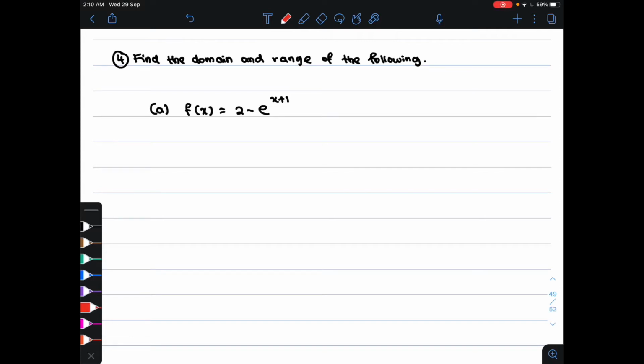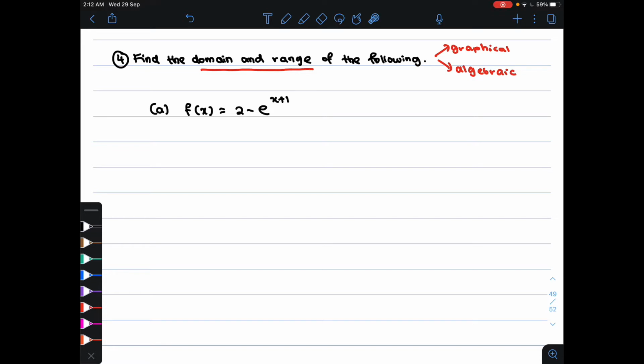Let's continue with question number 4. We need to find the domain and range of the following functions. Note that to find domain and range, you can use any method that you like. So you can use either graphical method or algebraic method.